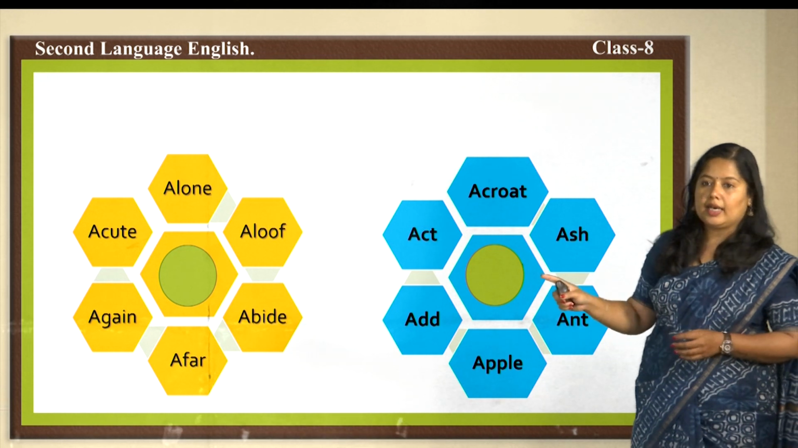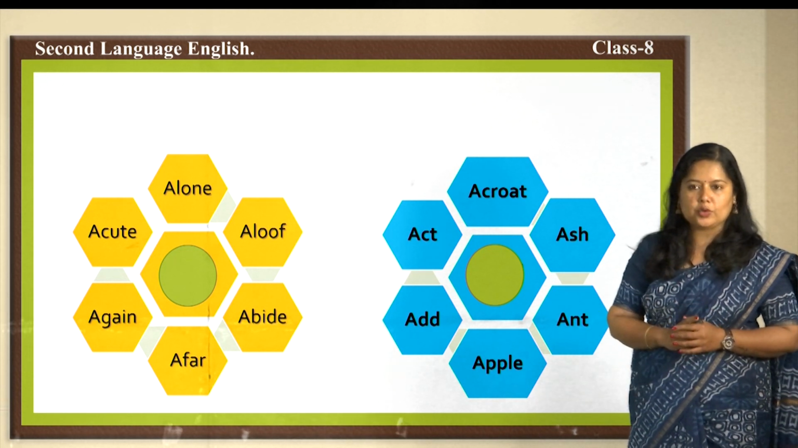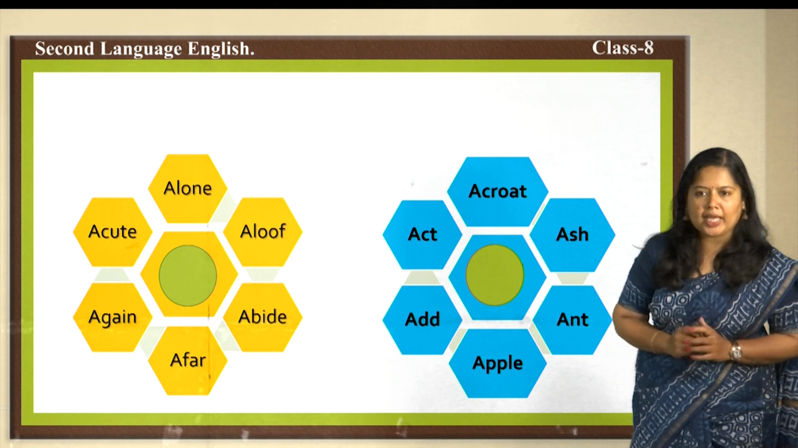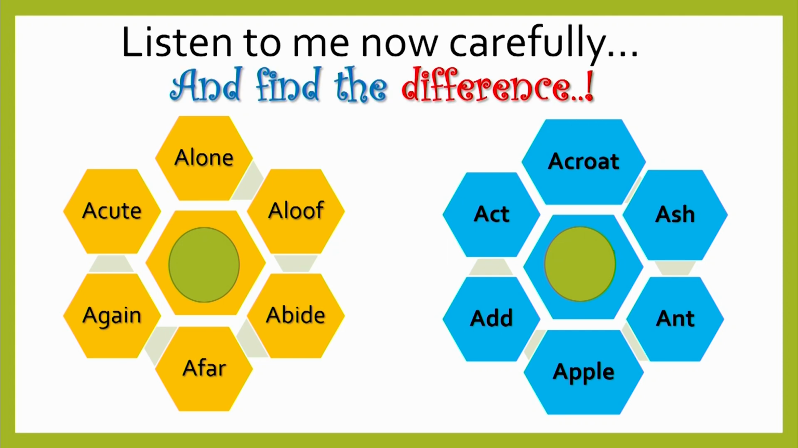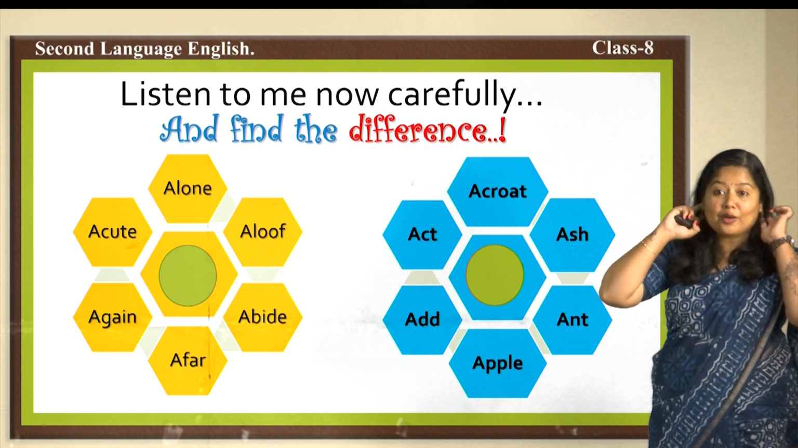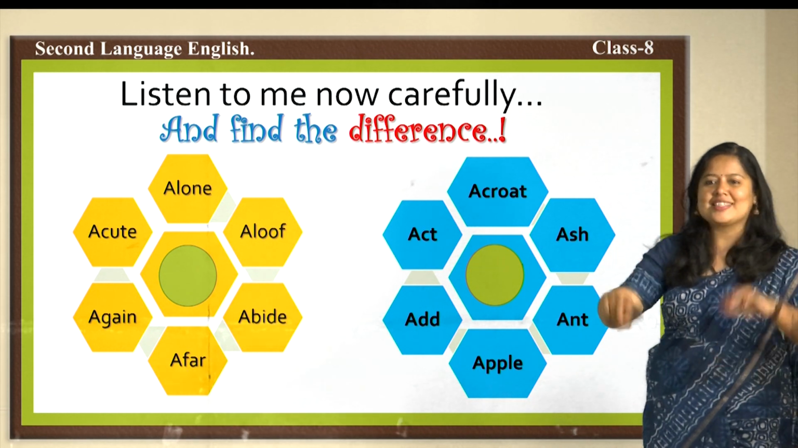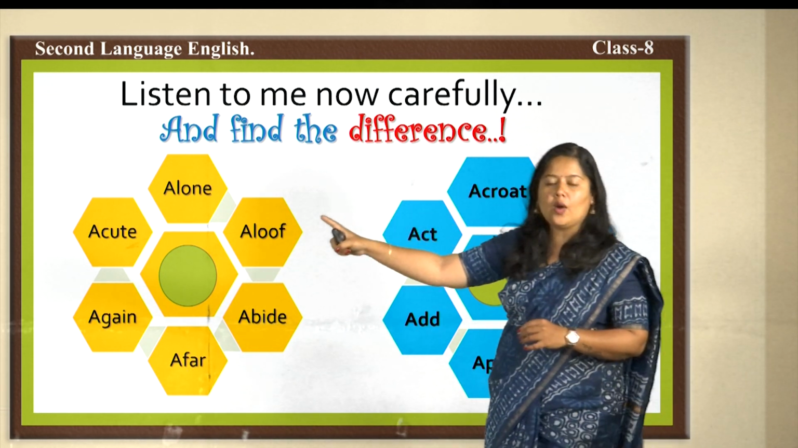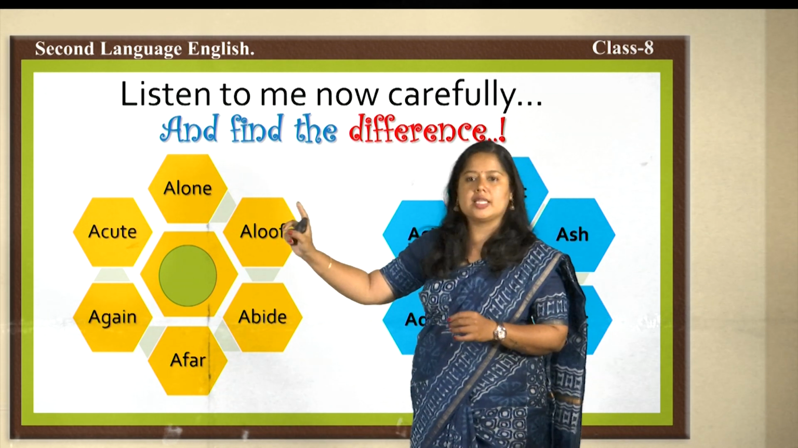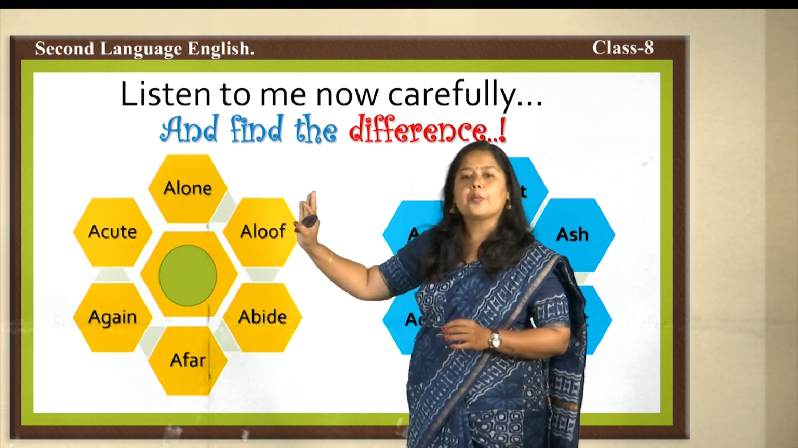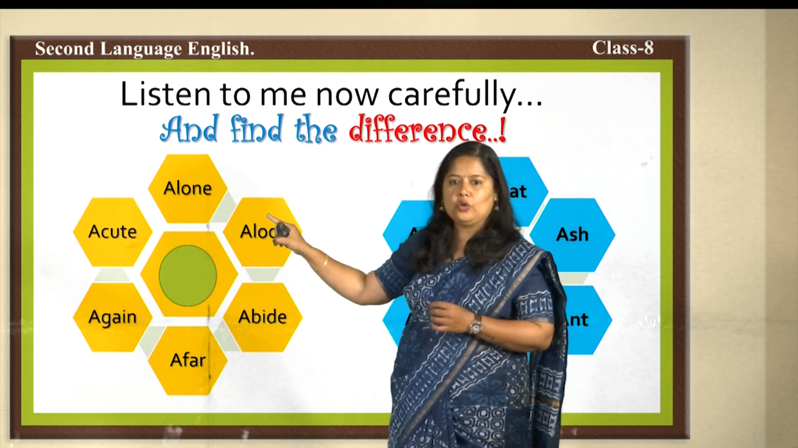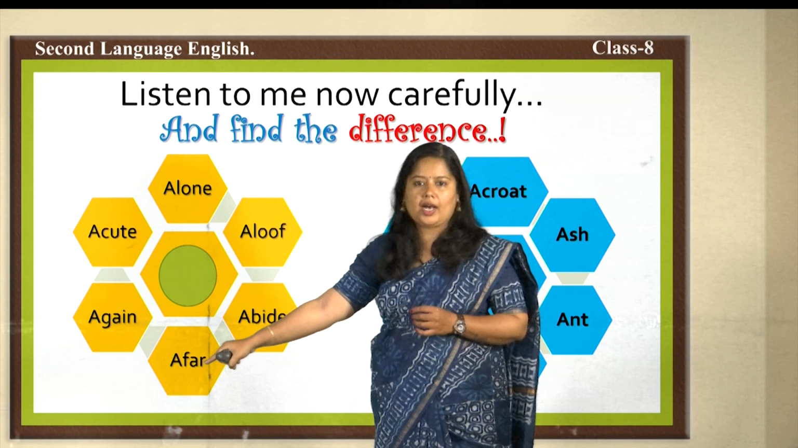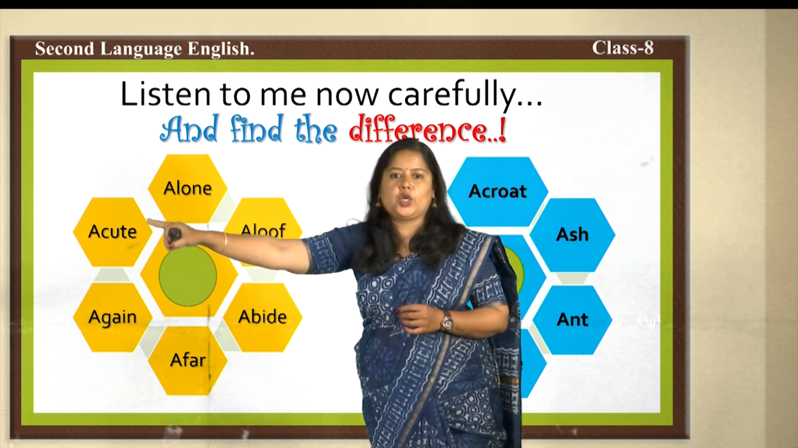Kids, here are the shapes that are suggesting you something with the words. Can you make out what they are? Yes, this hexagon has brought something very new for you. So, now this is listening time for you. So, I hope your ears are open to listen. So, I take up the yellow hexagon first and I pronounce these words. We are going to do nothing else than pronouncing words and you need to listen to them. Alone, aloof, abide, afar, again, acute.